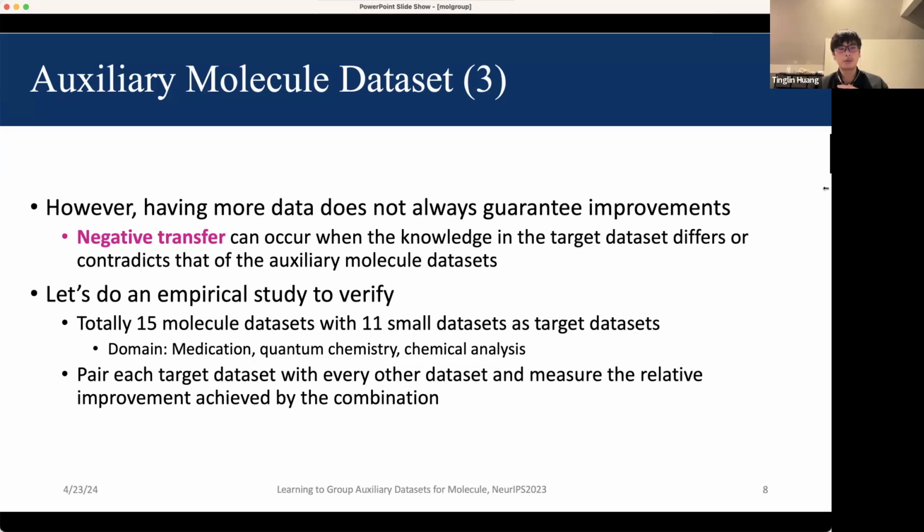So in our paper, we first do an empirical study to verify this phenomenon. We collect 50 molecule datasets from MoleculeNet, and we consider 11 small datasets as the target datasets. We evaluate the performance by pairing the target datasets with the other auxiliary datasets.